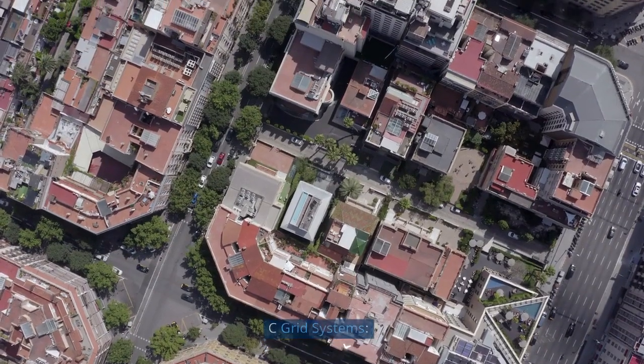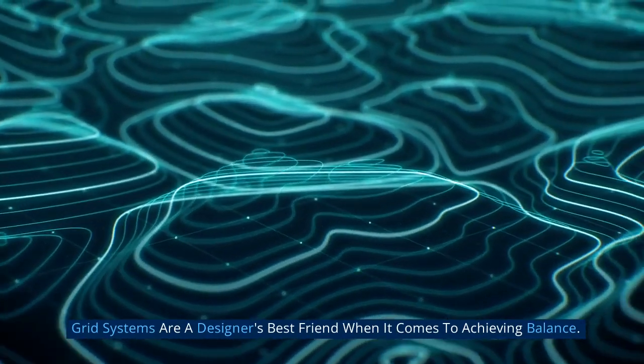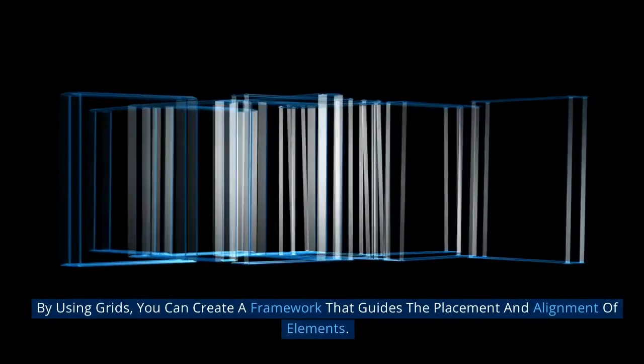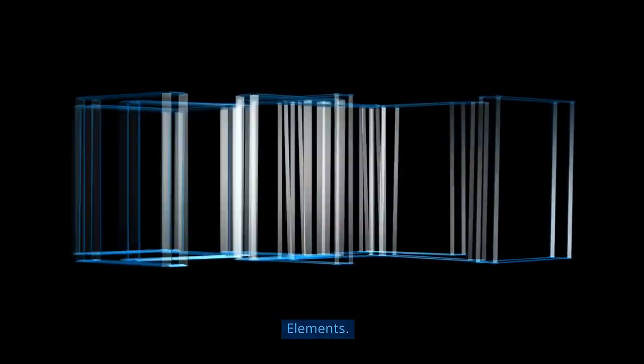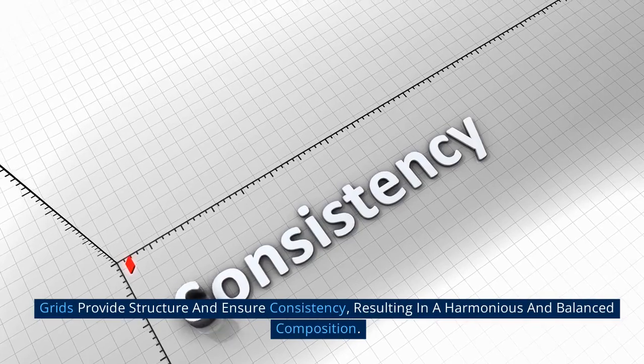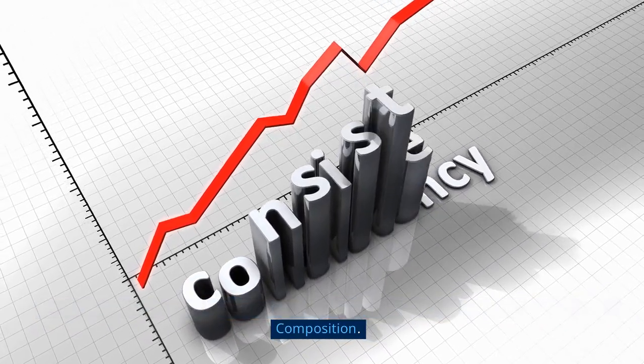C. Grid systems. Grid systems are a designer's best friend when it comes to achieving balance. By using grids, you can create a framework that guides the placement and alignment of elements. Grids provide structure and ensure consistency, resulting in a harmonious and balanced composition.